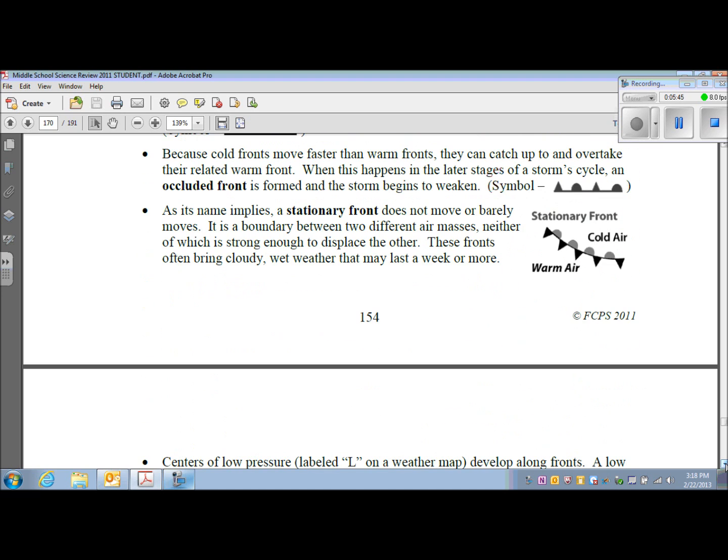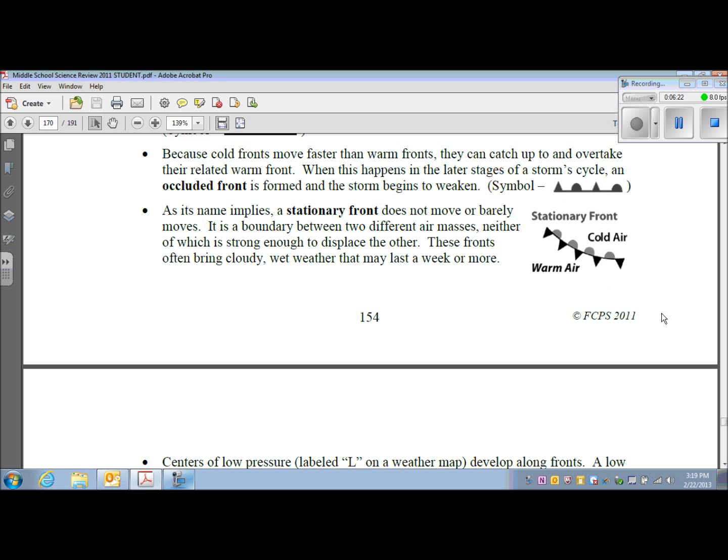Because cold fronts move faster than warm fronts, they can catch up and overtake their related warm front. When this happens in the later stages of a storm cycle, an occluded front is formed, and the storm begins to weaken. This symbol is a straight line with triangles and half circles alternating.